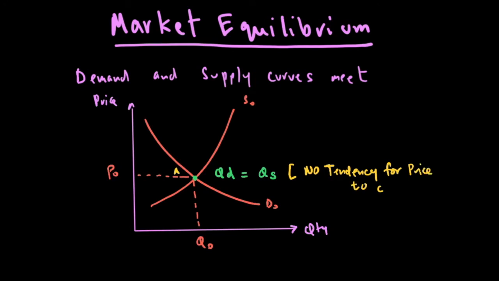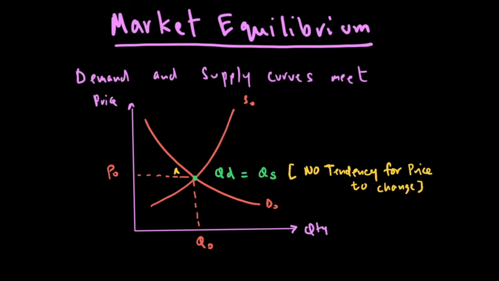In other words, neither is there a reason for the price to fall or a reason for the price to rise at that quantity. It will change, of course, if the demand changes or supply changes, but given the supply and demand don't change, there is no tendency for price to change.